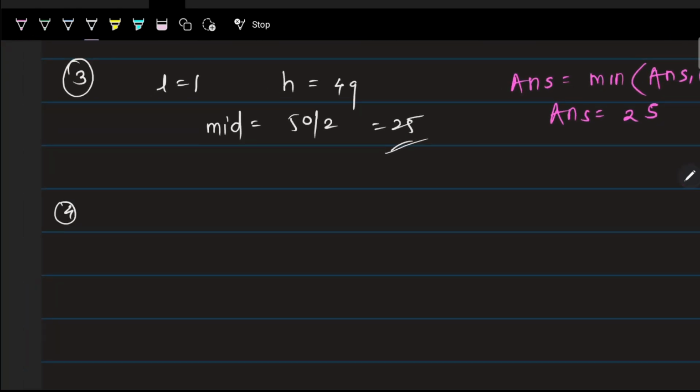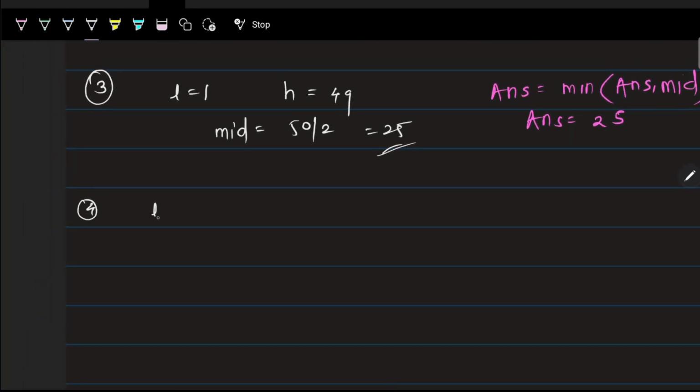Make sense? So now just tell me, what is your low? Low is again 1. What is your high? High is mid minus 1. What is mid? 25, so that is 24. So now your mid is becoming 25 by 2, that is somewhere around 12. Now I will try whether I am able to repair all cars within 12 minutes at worst case.